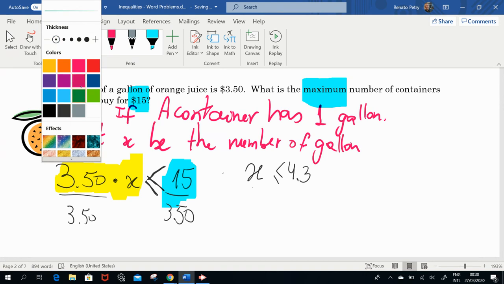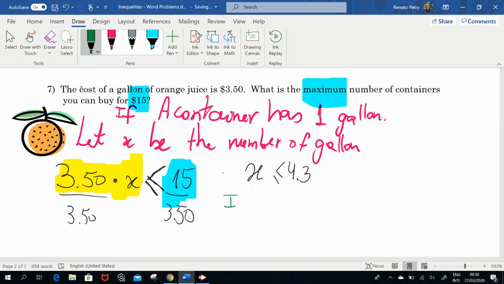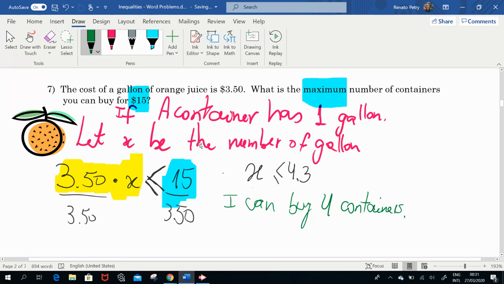I can buy 4 because 4 is less than 4.3, and it's the maximum number of whole containers because, well, guys, we can't buy 0.3 containers, right? So I can buy 4 containers. Okay, so the idea here is, again, writing the correct inequalities.